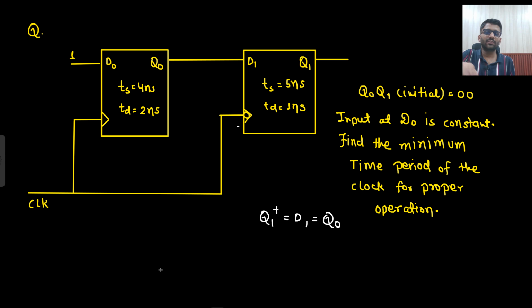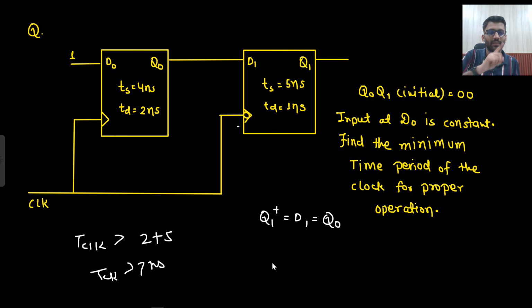If I had blindly solved this problem, what would I have done? I would go from here to here: 2 nanosecond and then setup margin. So what will be my T clock? T clock is greater than 2 nanosecond plus 5 nanosecond, so T clock should be greater than 7 nanosecond. This would be my answer if I was doing it blindly.